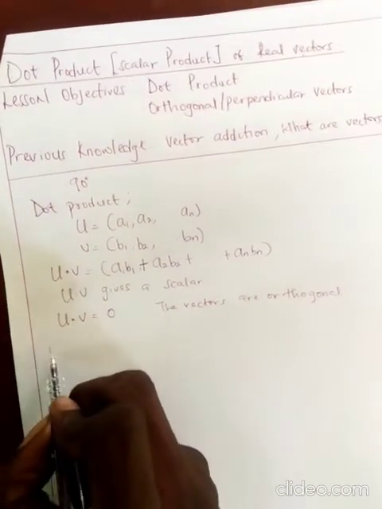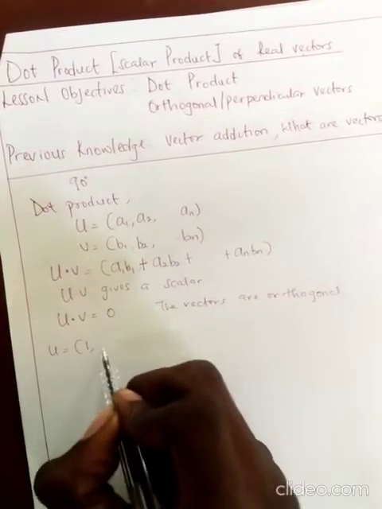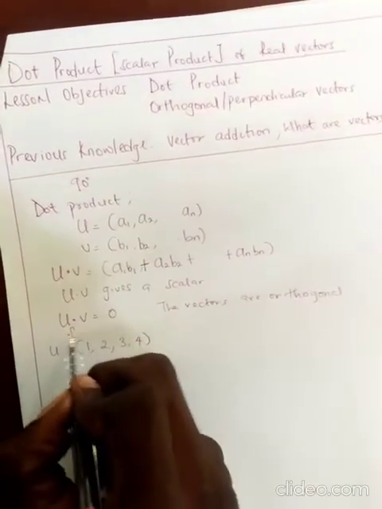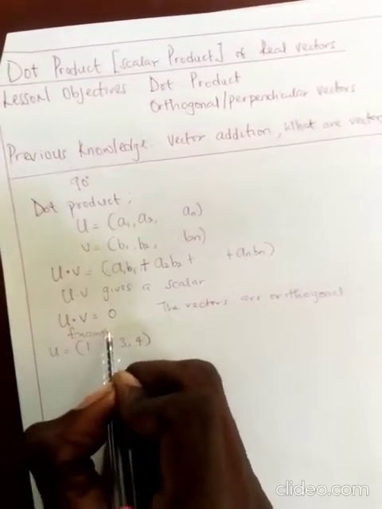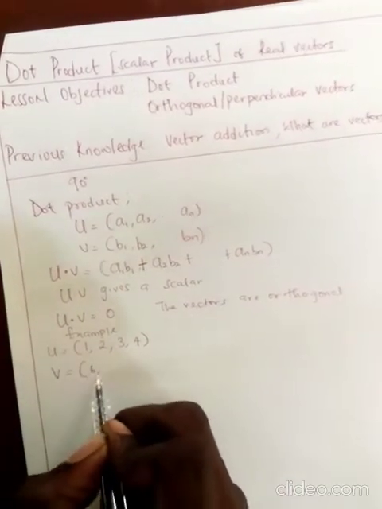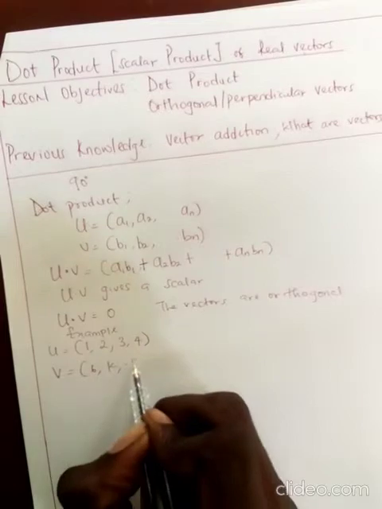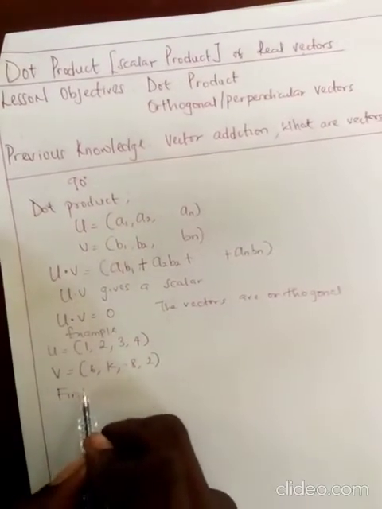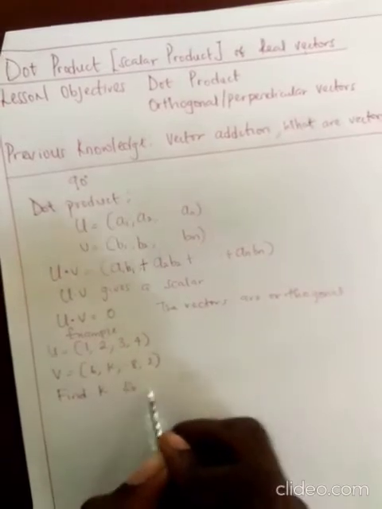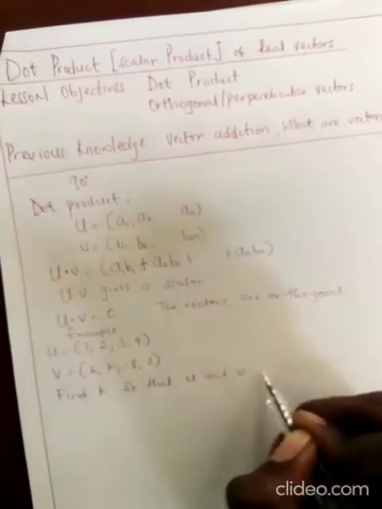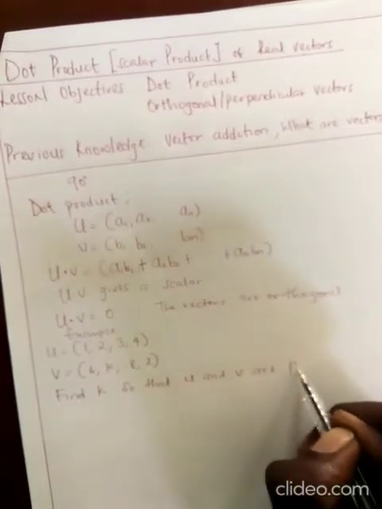Example: suppose u equals 1, 2, 3, 4, and v equals 6, k, minus 8, and 2. Find k so that u and v are perpendicular.